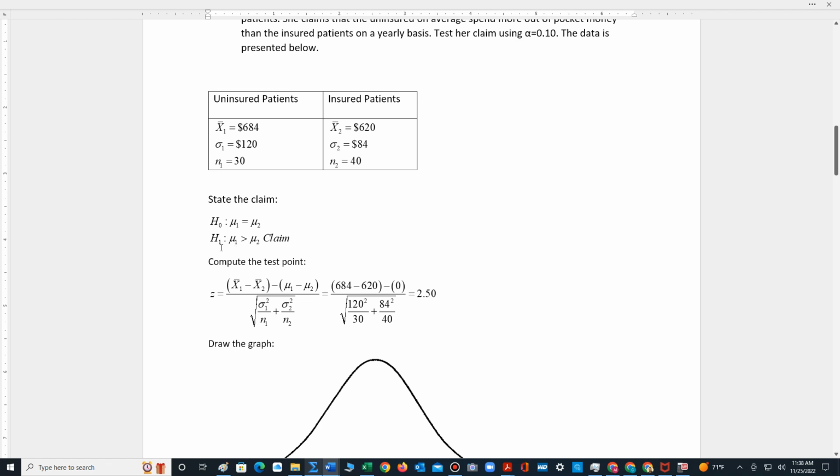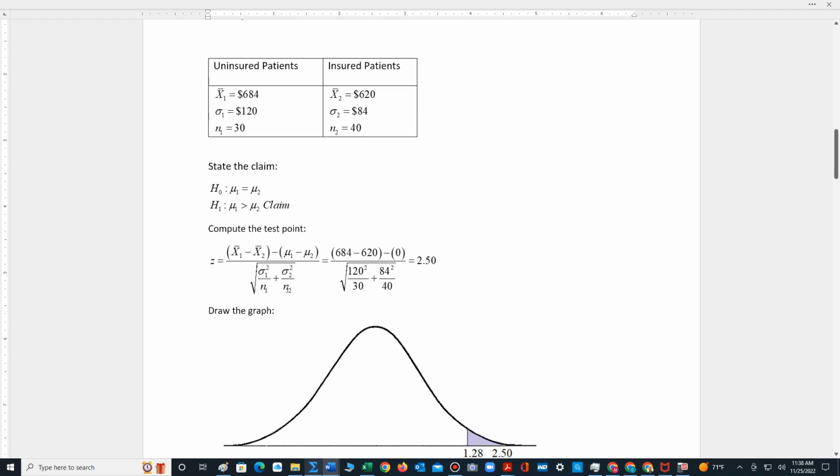Since it's greater than, that's an H sub 1 statement. H naught is that the two means are equal. Once again, we have our test point. It's a z-test because we have the two population standard deviations that are given. Mu1 minus mu2 is always 0. We go ahead and calculate, plug this information into the test point. We end up with 2.50.